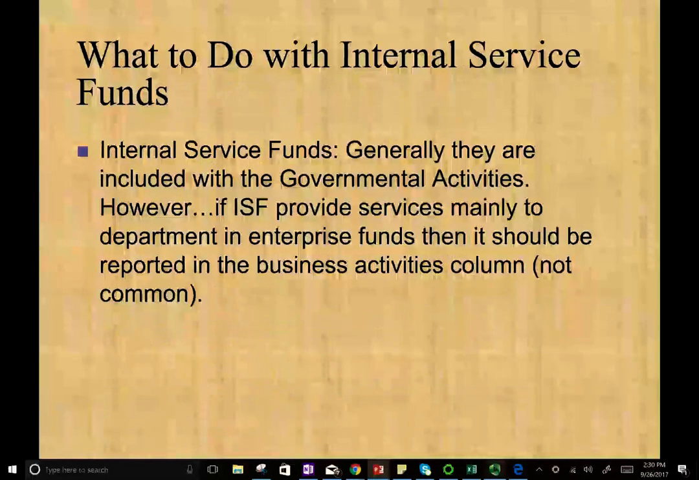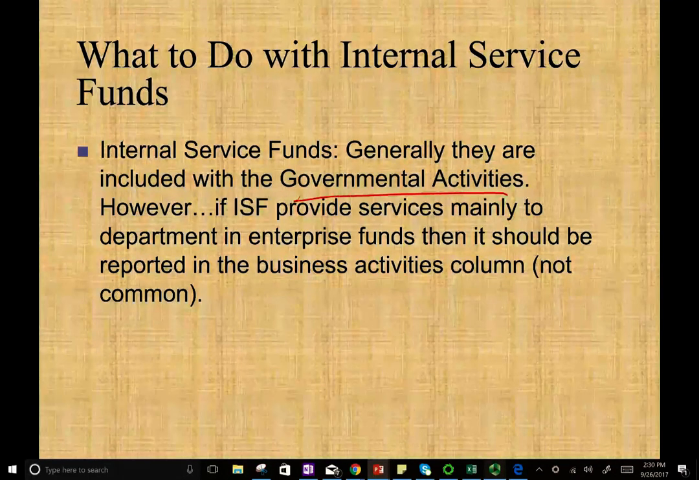So what is the Internal Service Fund? It's a fund that serves other departments within the government. Generally, they are included in the governmental activities. And which accounting method do we use for the Internal Service Fund? Actually, we use accrual accounting. So it's easy for us. They don't use modified accrual. They use accrual accounting. So that's easy.